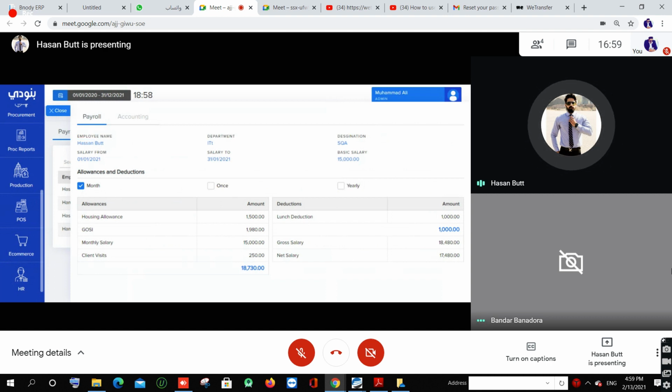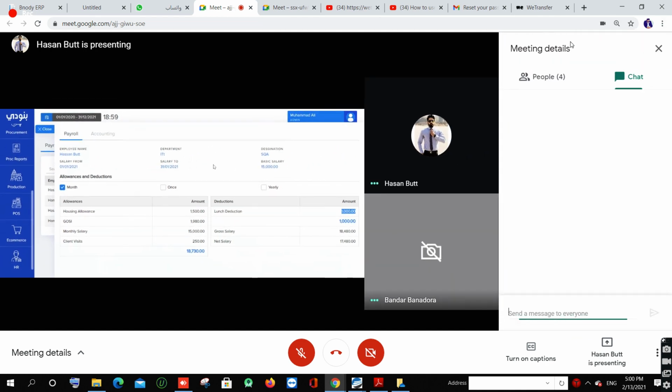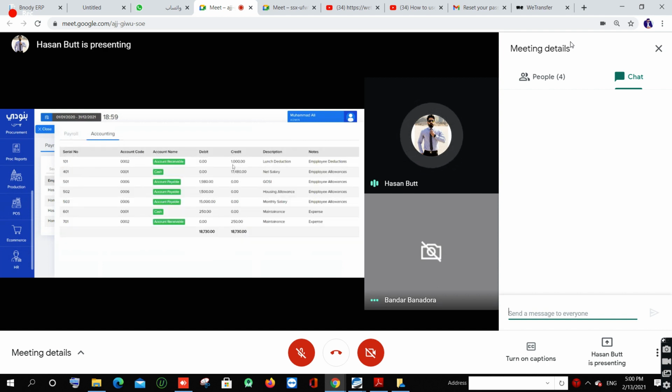I will show you this lunch deduction. Some of the companies ask their employees that if you want to take the lunch facility, you have to pay us for the month only 1,000. So 1,000 will be deducted from his salary after every month. All right, and you can also see the accounting of that. As you can see, all the accounts, just like our ERP, all the accounts and their debit and credit values are available. We have just added random accounts here. You can also set the accounts as per your own need.